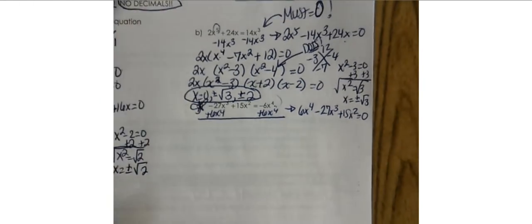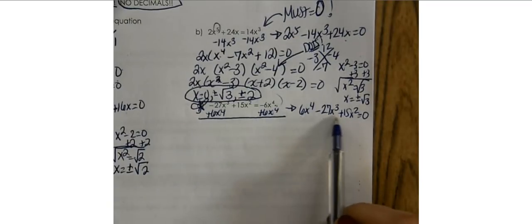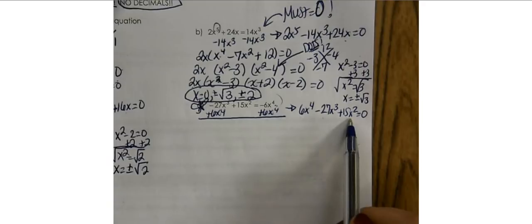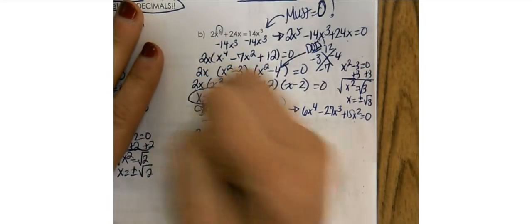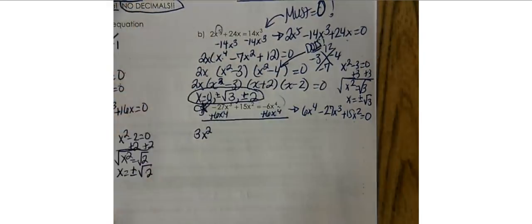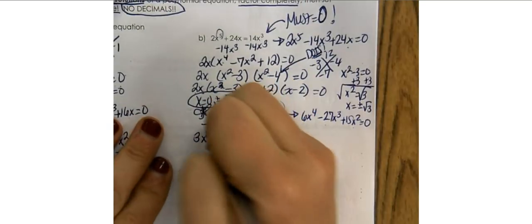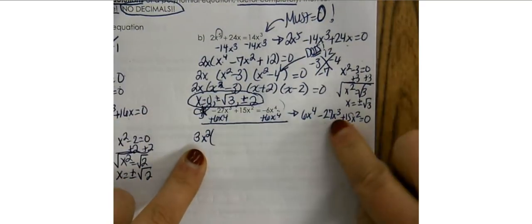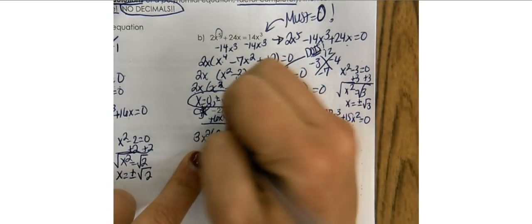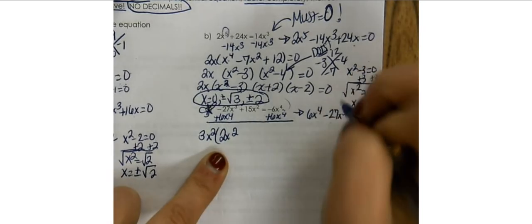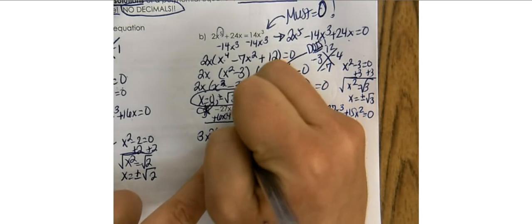All of these numbers are not very nice. So what we need to do is factor out a greatest common factor, and it looks like 6, 27, and 15 are all divisible by 3. So I'm going to factor out a 3, and I'm also going to factor out an x squared because they all have in common at least 2 x's. So dividing out a 3x squared from each term, I end up with 2x squared minus 9x plus 5, and that's going to be equal to 0.